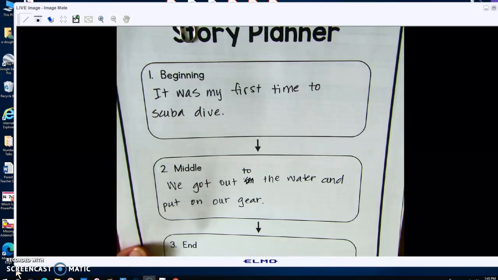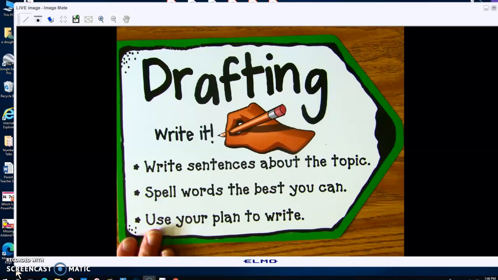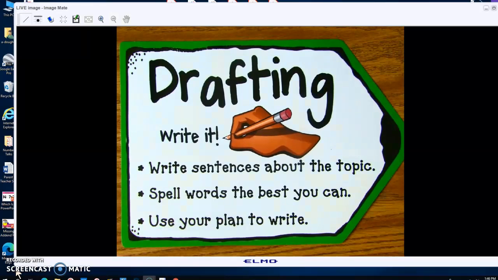Here's my story planner. Okay, so very first thing we do is pre-write. We draw, we think, we use our fingers, we write lists, we just decide what's going to happen in our story. Then after we do pre-writing, the next step is drafting. So what do you think we're going to start today? Drafting. We did our pre-writing already. Some of you aren't finished, and that's okay.